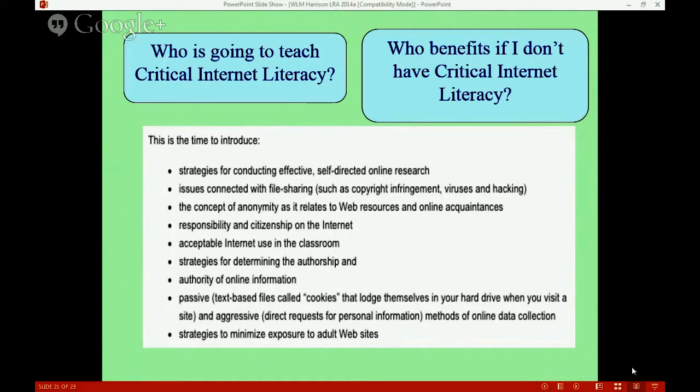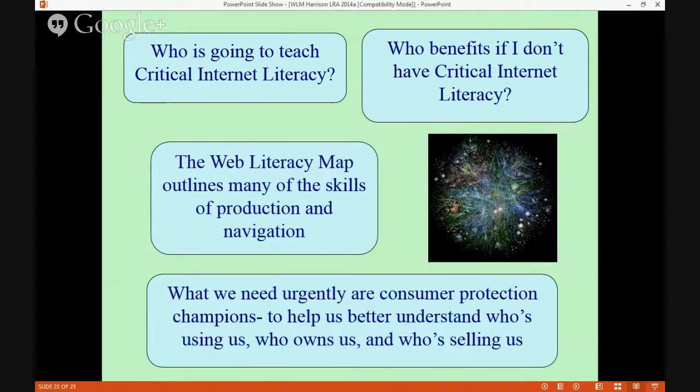And it's not in everyone's interest for children to have critical internet literacy. If the job of television is to sell audiences, if the job of the internet is to sell information, we need to understand that. We need to be critically aware of it. And I think we can expect there to be some conflicts of interest with some internet providers between their role of having a critical and well-informed internet user population and their job of selling information. So we need to be aware of those things. I think that's pretty well where we can wrap up. What we need are consumer protection champions to help us better understand who's using us on the internet, who owns us, and who's selling our information, who's selling us.